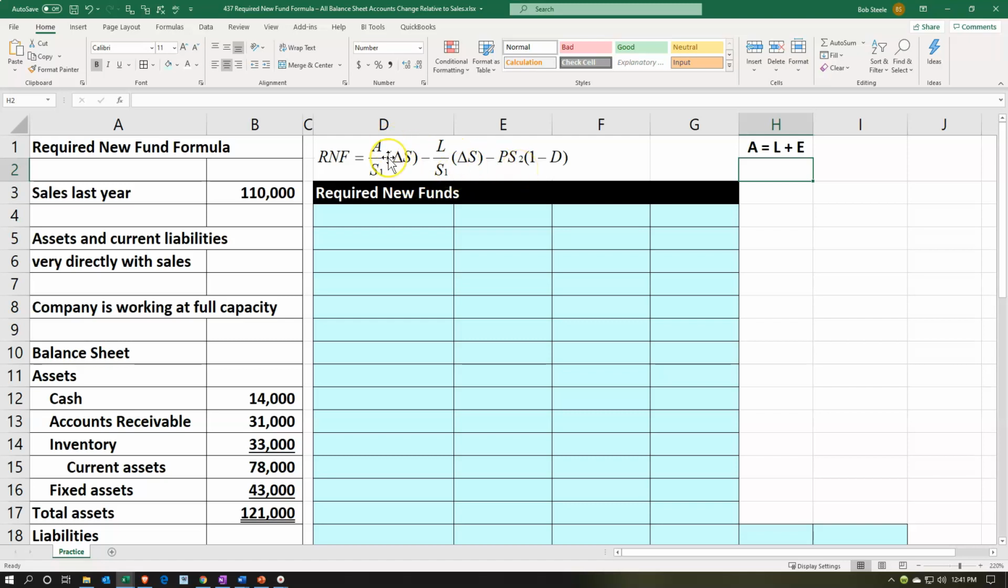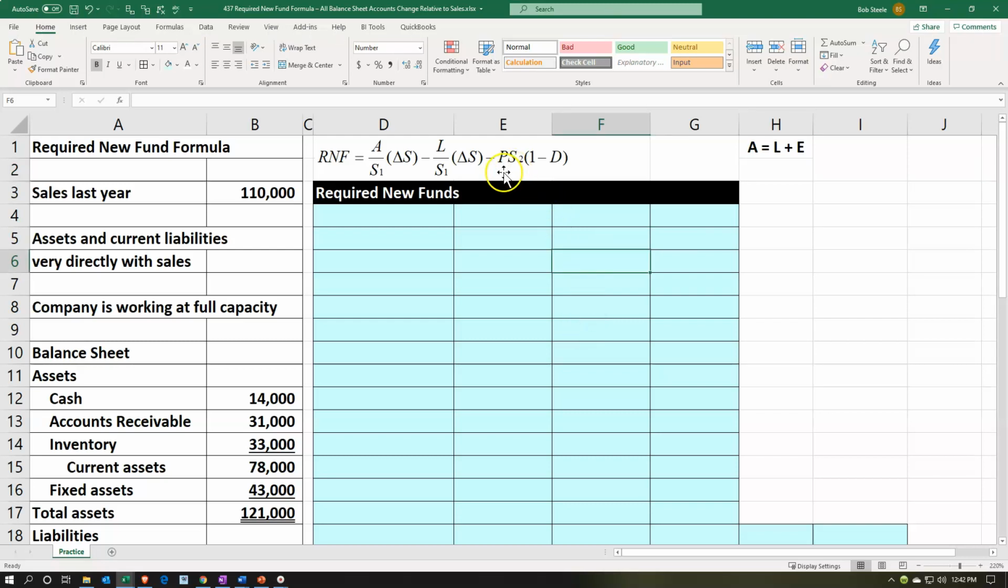So we have assets divided by the sales. This is for the prior year, the year that has passed, not the budgeted or future year. We're going to multiply that times the change in sales, meaning the projected sales minus the current sales in the prior period, minus the liabilities over the sales, this being for the prior period, the period that has passed, not the projected period, times the change in sales, which is going to be the projected period minus the prior period. And then we're going to subtract out the profit minus the dividends in essence.